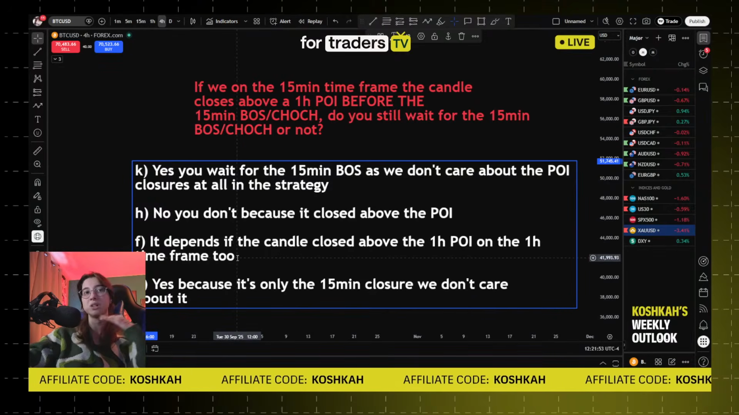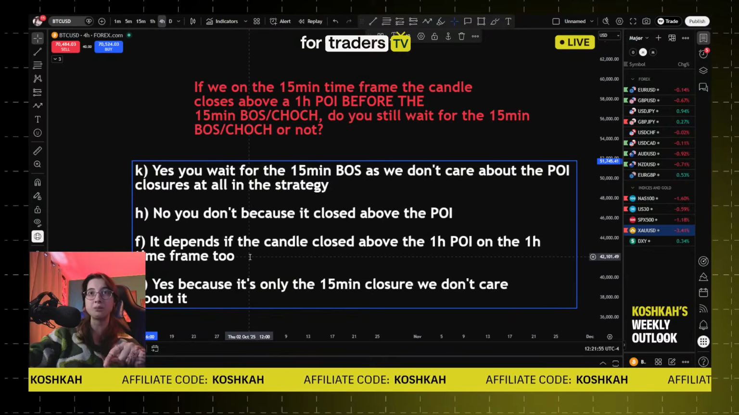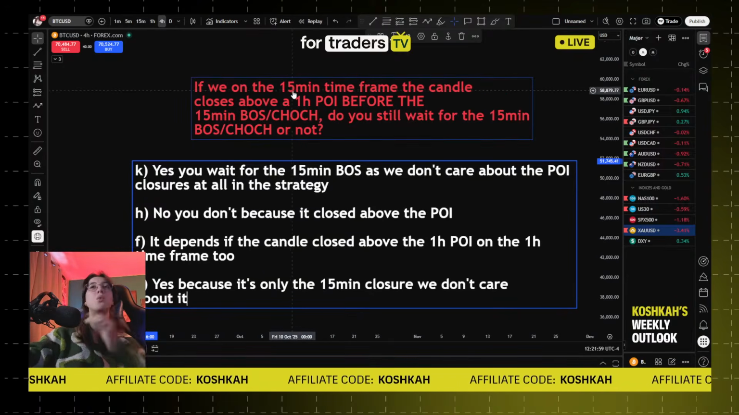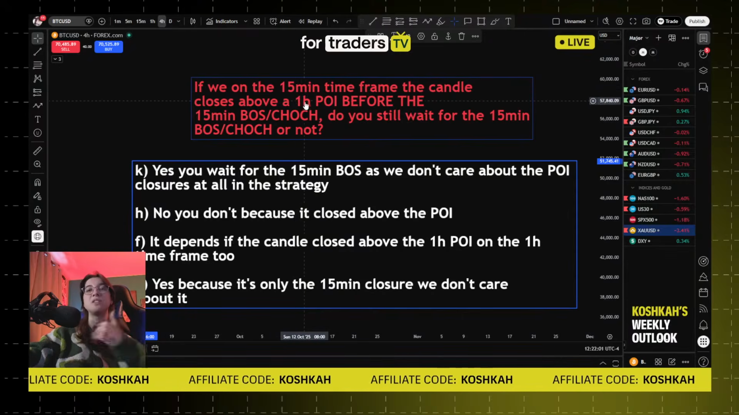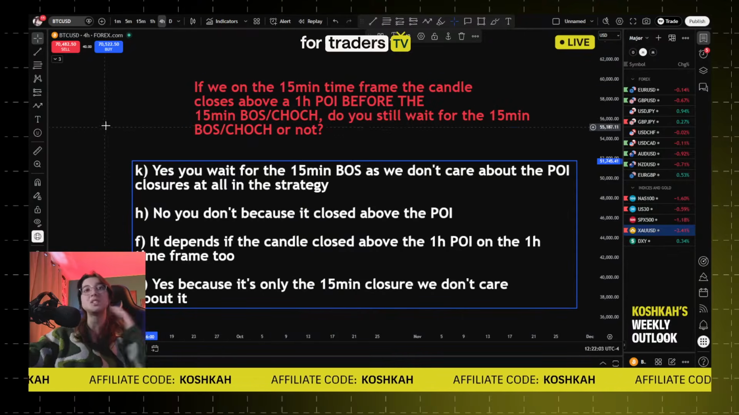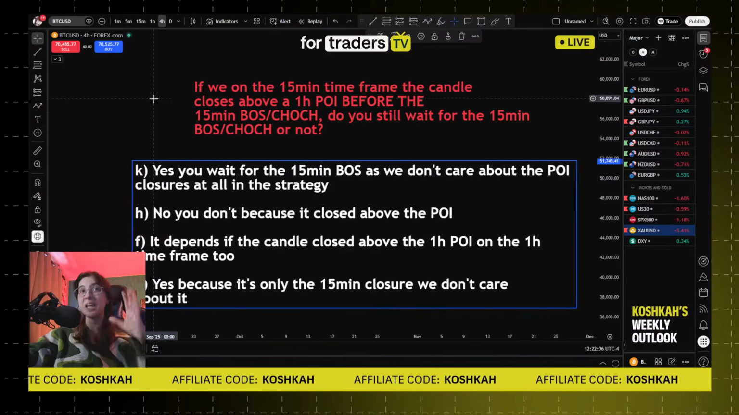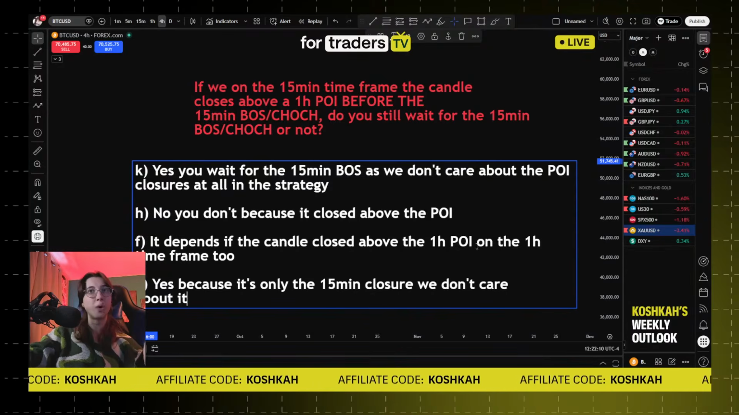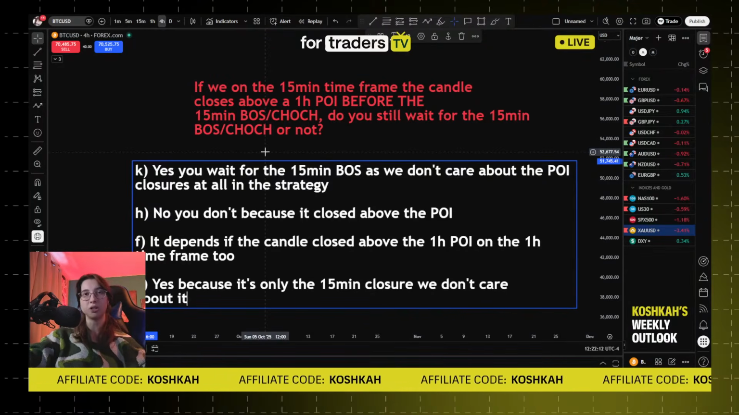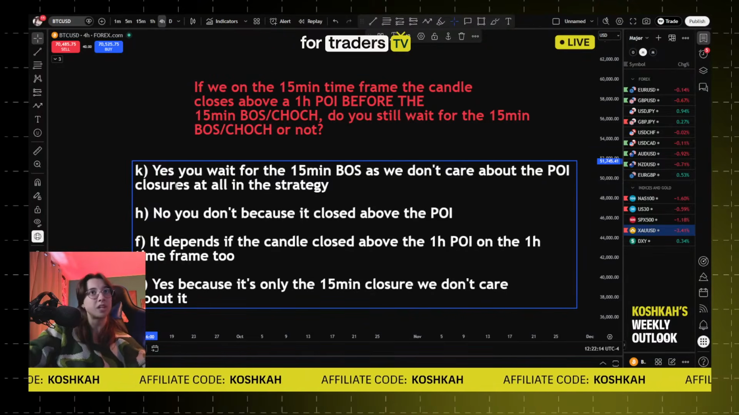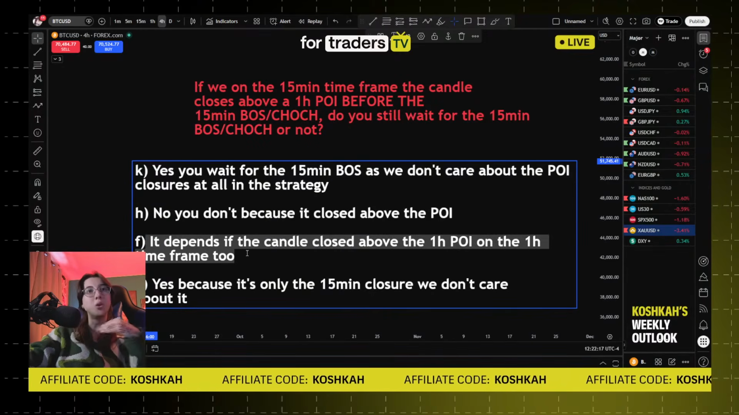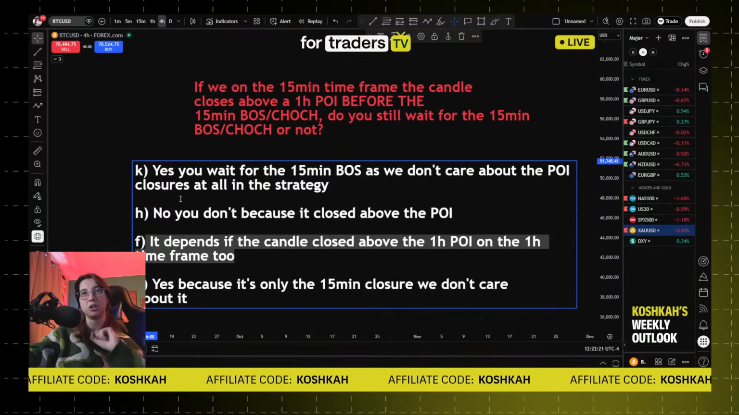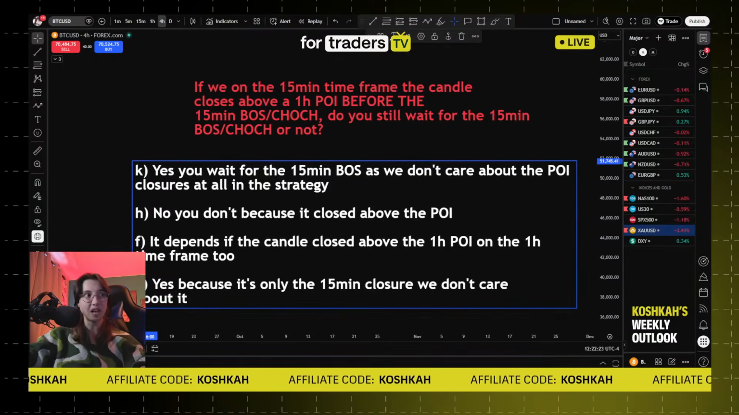We talked about it multiple times during this live stream. So basically, you always need to verify. You cannot straight away from the 15-minute decide if it's valid or not. You always need to go on the same time frame that the POI is first and then decide if it's valid or not. You cannot, without verifying the 1 hour time frame, decide if it's good or not. That doesn't make sense. So all of this is wrong. It only depends if you verified it and if it's valid or not on the 1 hour as well. Okay, so the right answer is F.